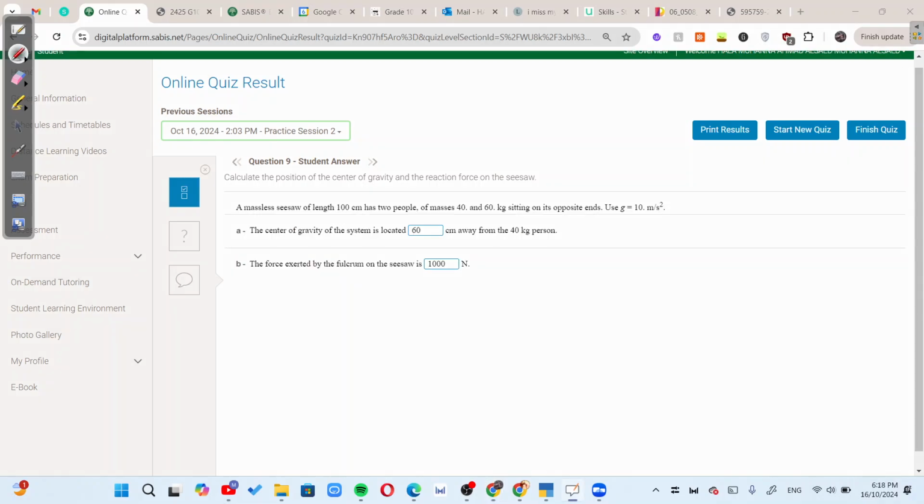Okay, so now we have another question. It tells us we have a massless seesaw. Keep this in mind, it has no mass. It is of length 100 centimeters, and it has two people of masses 40 and 60 sitting on opposite ends. So you have a seesaw, and here you have a mass of 40 kilograms, and here you have a mass of 60 kilograms.